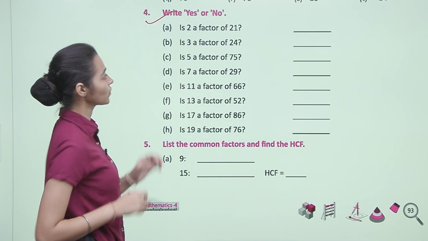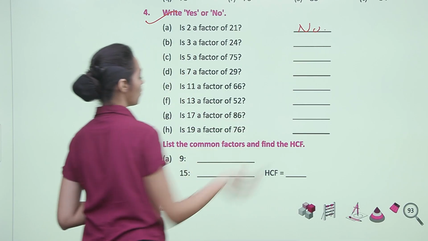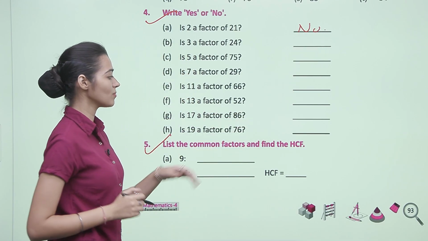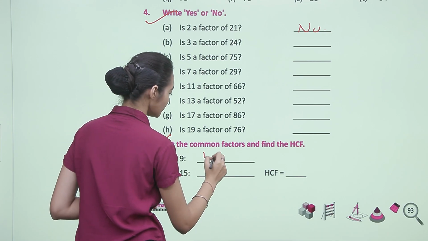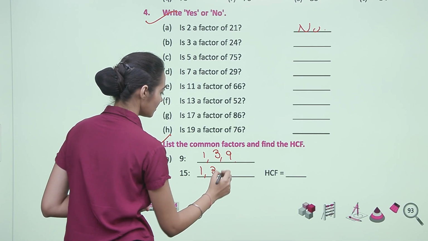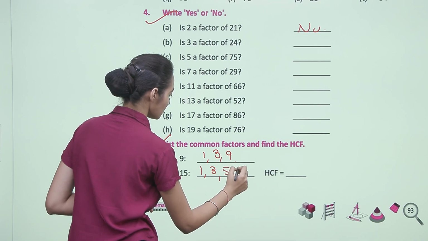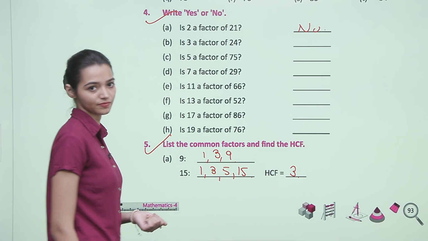Now we have to write yes or no. Is 2 a factor of 21? No. In the next one we have to list the common factors and find the HCF. The factors of 9 will be 1, 3, 9. The factors of 15 are 1, 3, 5, 15. So the common factor is 3 and the HCF is 3.